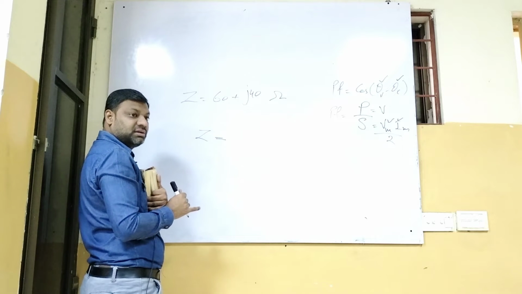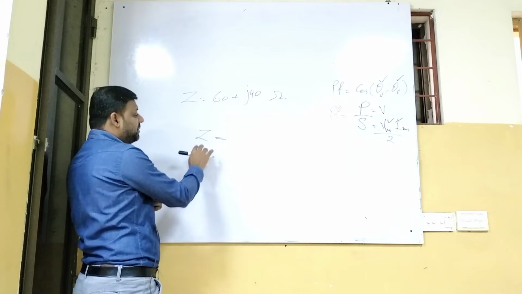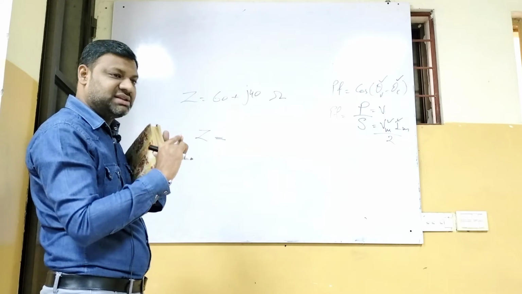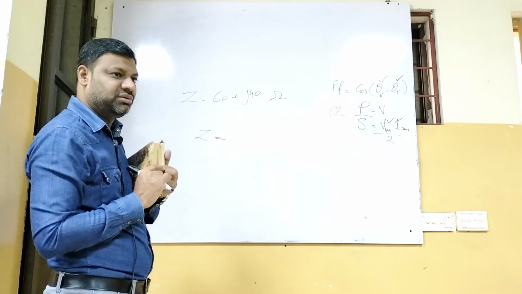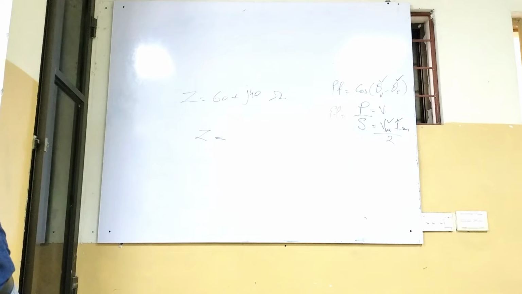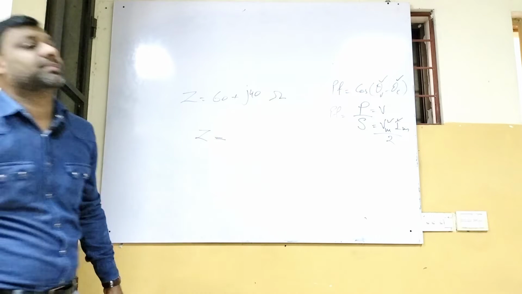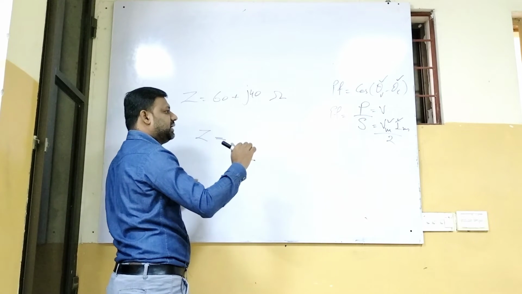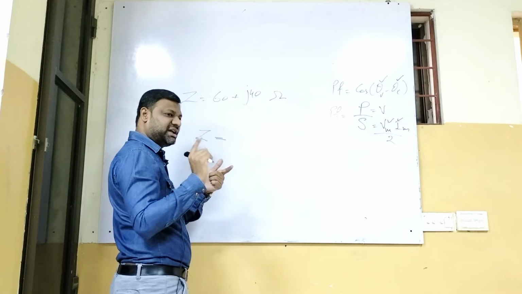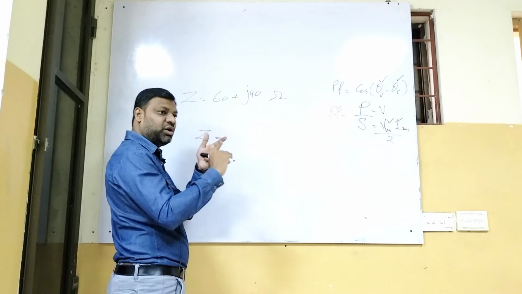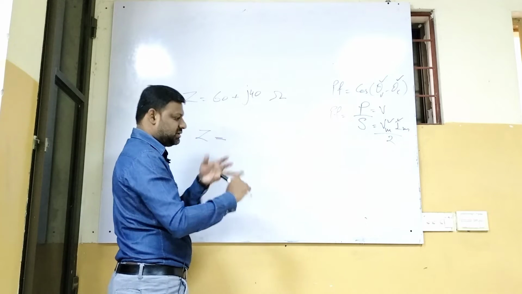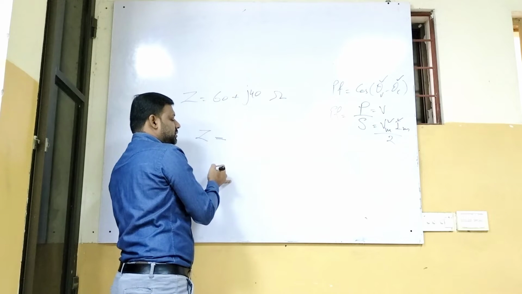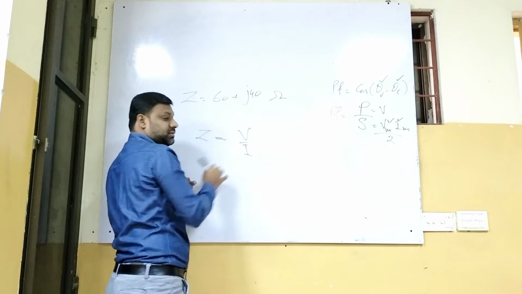The formula of impedance. Do you know any formula which has impedance, current and voltage? Remember? So impedance is equal to R plus j omega L, R plus 1 over j omega C. Okay. I'm saying the formula which contains impedance, voltage and current. V is equal to IZ. So Z is equal to V over I. Okay.